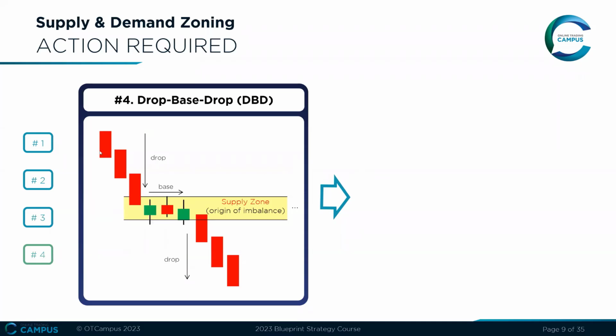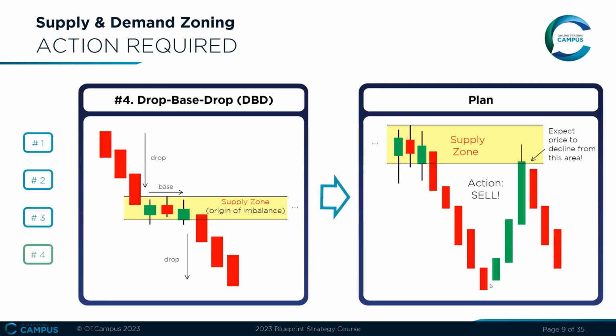The same would apply for the drop-based drop. Once we see that a drop-based drop is being formed, once we see that price goes from a balanced state to an imbalanced state, we would then wrap our two lines around the base. We would place our set parameters around this origin of imbalance, around this supply zone. And as price comes back, we would be a seller up here within the zone, as we would expect price to decline from this area.